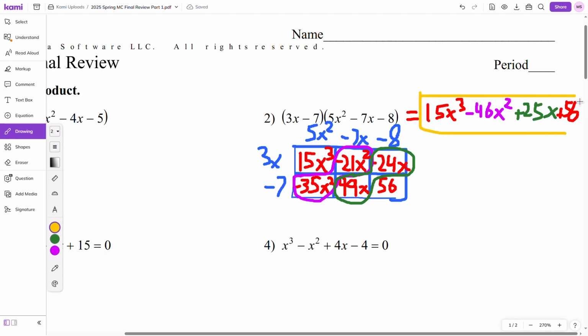And number 1 is basically the same thing. That's why I didn't do both. You just have to do an area model and multiply it out.